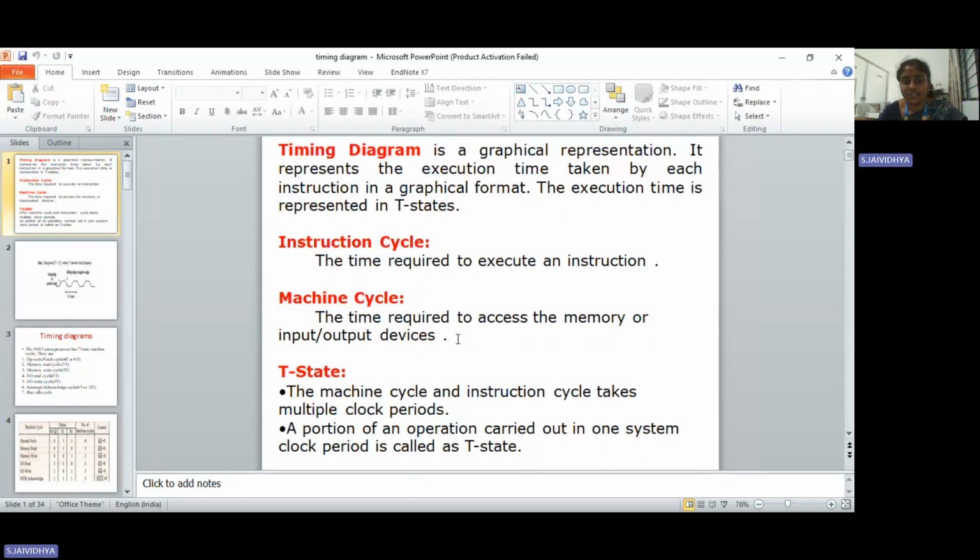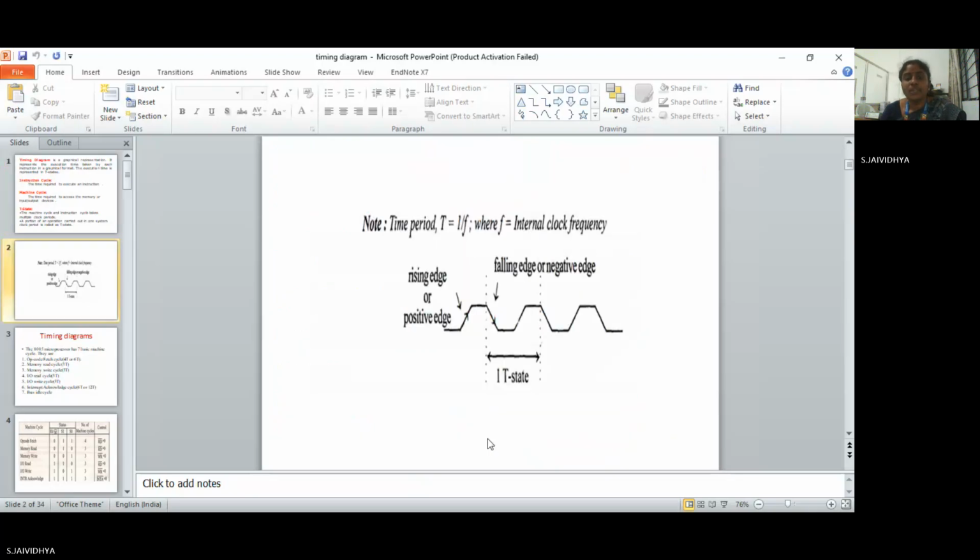What does a T state mean? The machine cycle and instruction cycle take multiple clock periods. A portion of an operation carried out in one system clock period is called a T state. The graphical representation of one T state starts from the falling edge, which is also called the negative edge, to the next falling edge. So the T state will always start from the falling edge of a cycle and end at the next falling edge. This is the diagrammatic representation of a single T state.